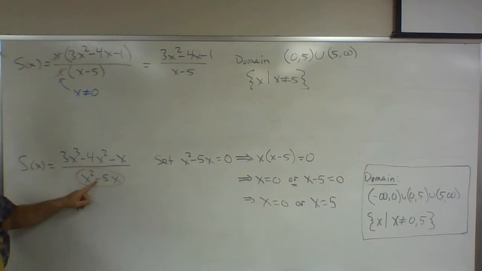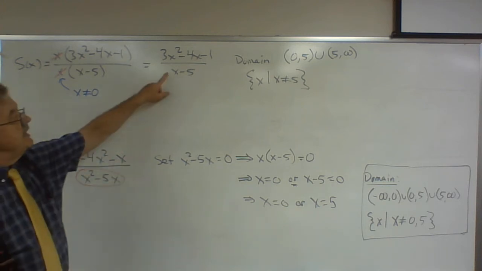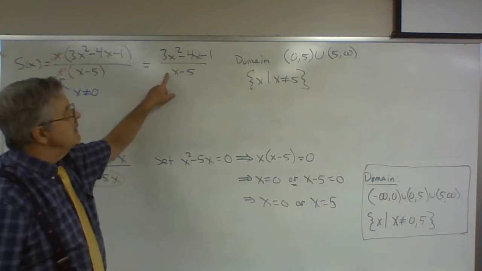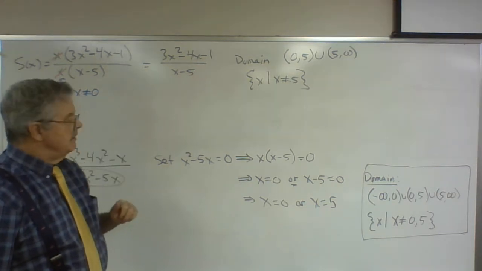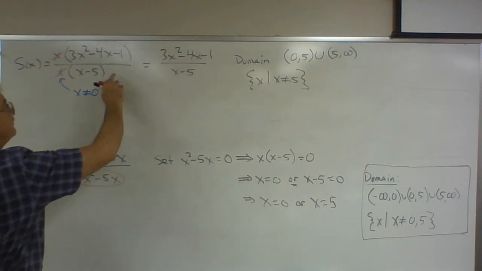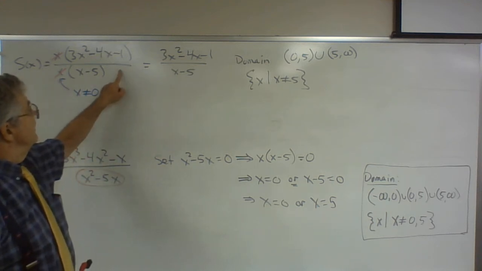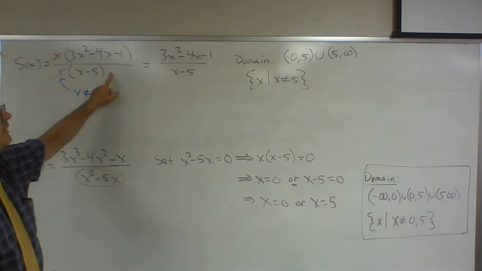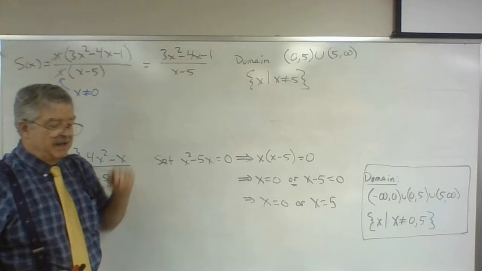This is how s evaluated at x was defined. And if we plug in x equals 0 here, what do we get? We get 0 over 0. It's undefined. But if we plug in x equals 0 here, what do we get? Negative 1 over negative 5, which is 1/5. So this function and this function are not exactly the same. This function can't have x equals 0 in its domain. This function can have x equals 0 in its domain.